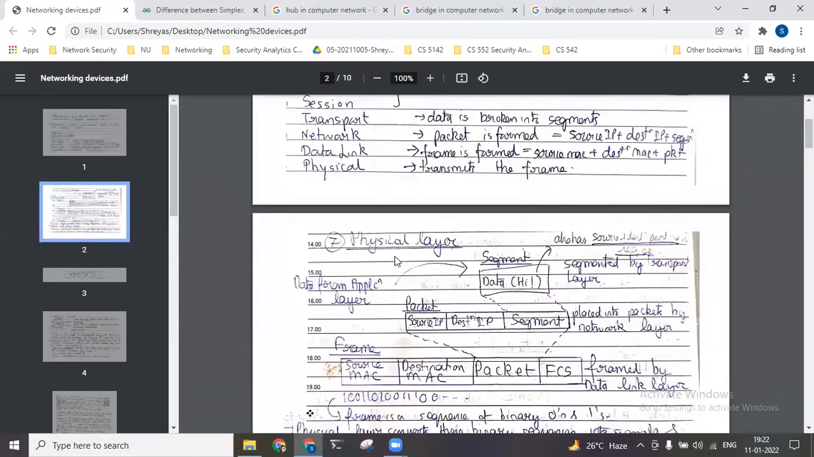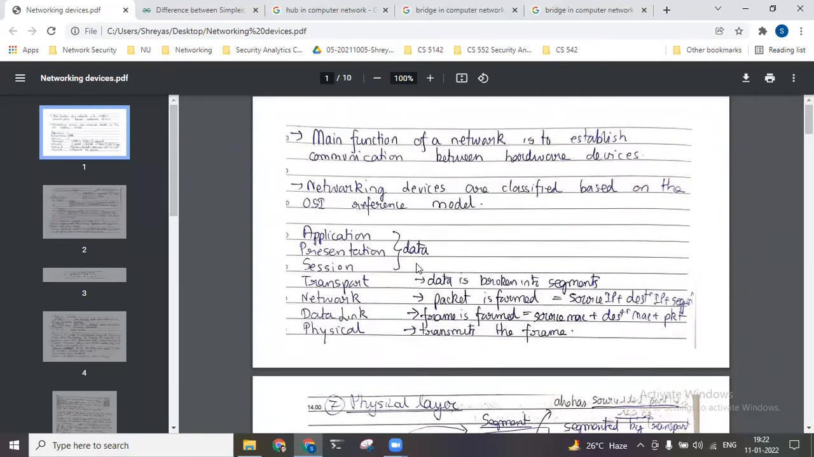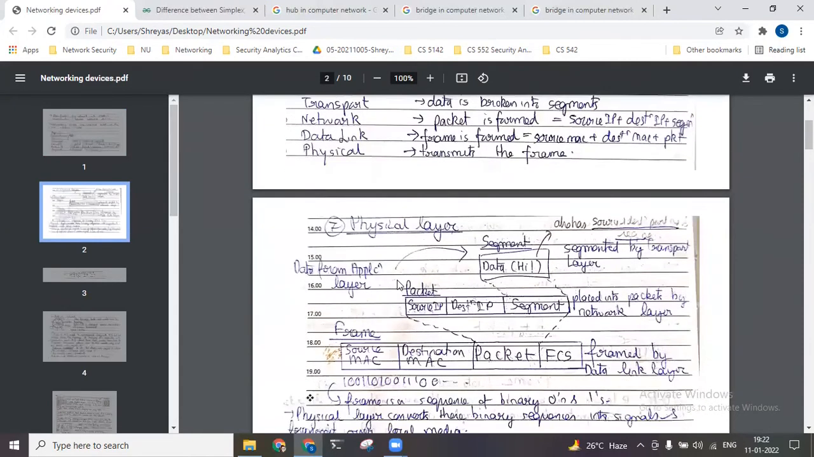And now we will have a small example of that, and then we'll go into the actual devices and see the role of those devices in transporting the data in our internet domain. Okay, so for example, we saw the physical layer, which I told you transmits the frame. So how is the frame created basically?